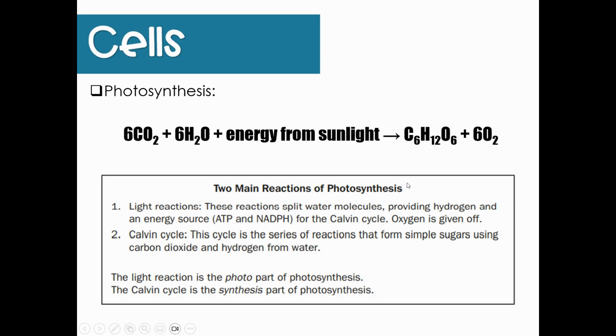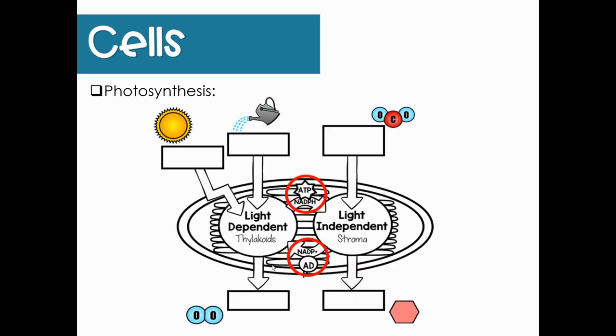Now, the process of photosynthesis is quite complicated, so I just want to take the time to review some of the things that we've talked about this year. So we talked about the two main types of reactions that happen within photosynthesis. We have the light-dependent reactions where we split water molecules, and then the Calvin cycle. And so I'll show you an image of that on the next slide. All right, so let's review.